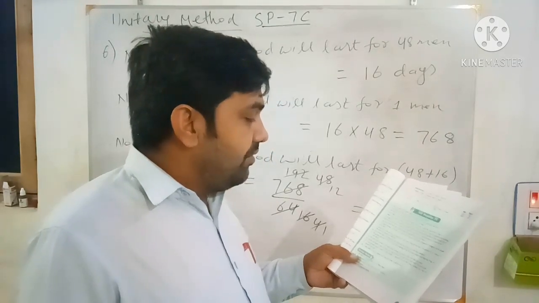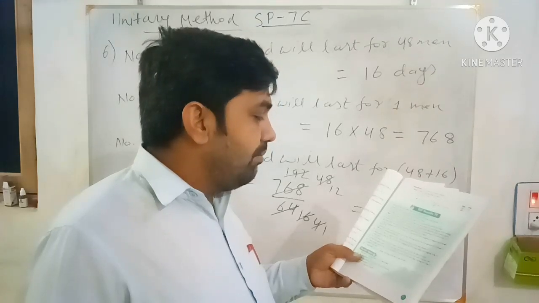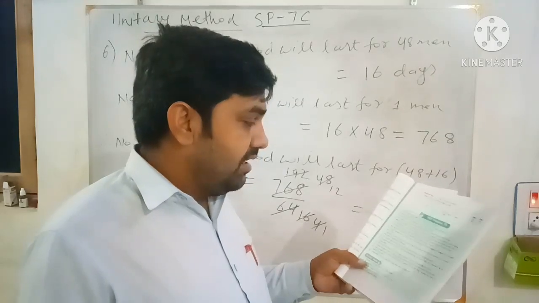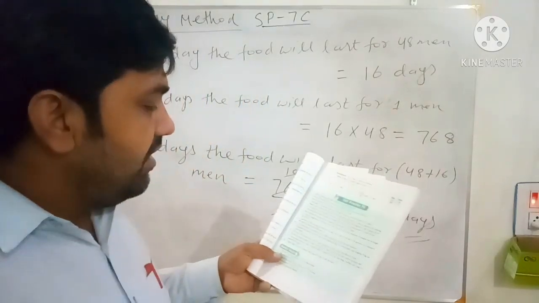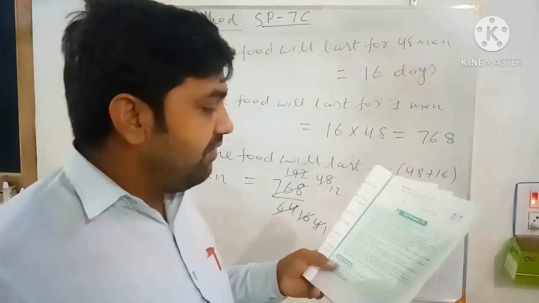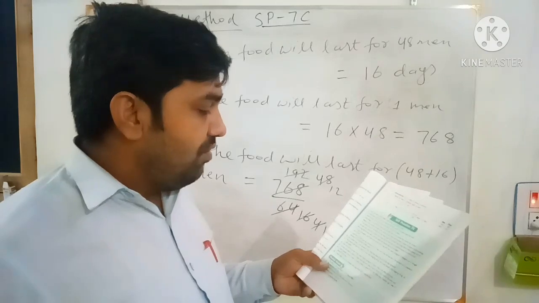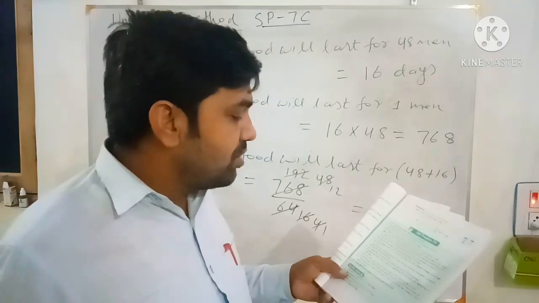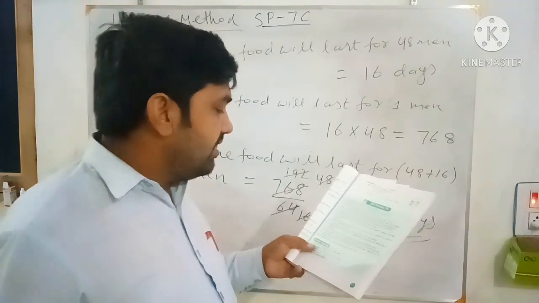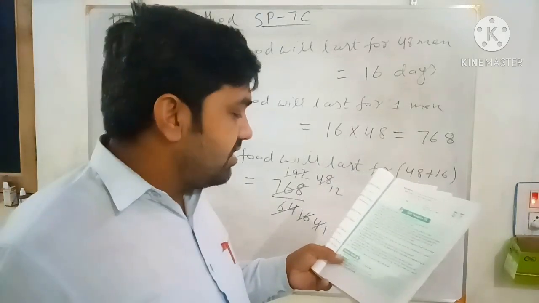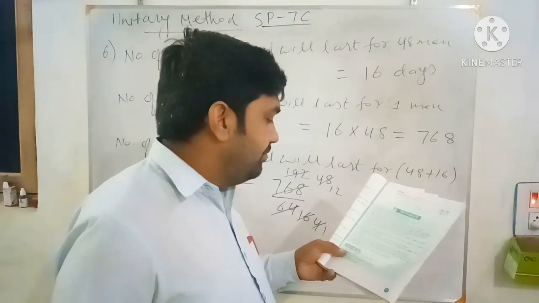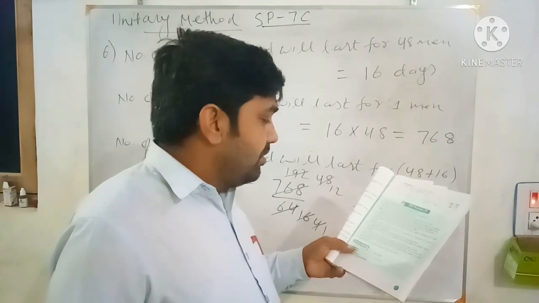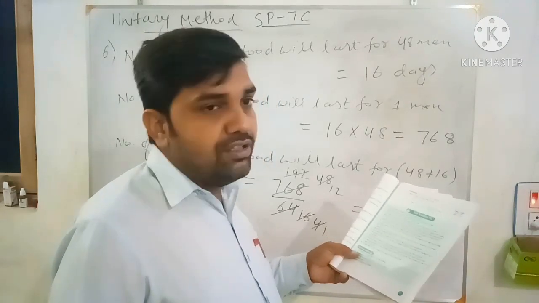So here the number of days the provision will last for 1200 men equals 60. So the number of days the provision lasts for one man equals what? 60 into 1200. Now you will find the number of days the provision will last for 600 men. Now you divide it: 60 into 1200 divided by 600, so you will get 120 days.